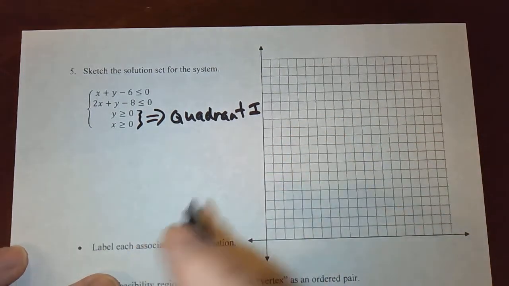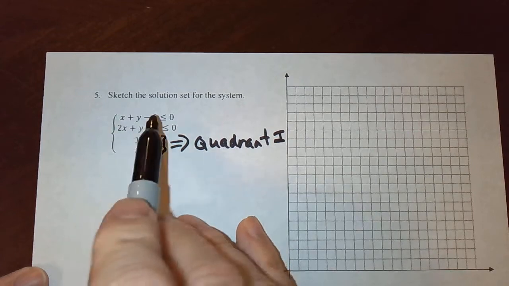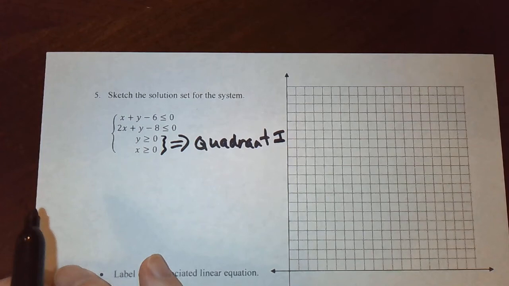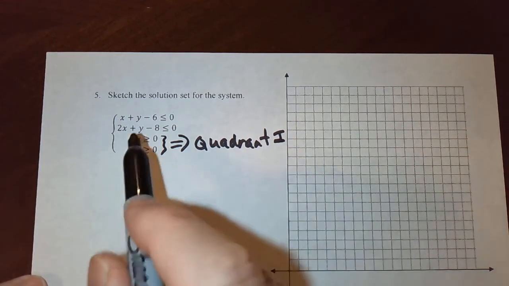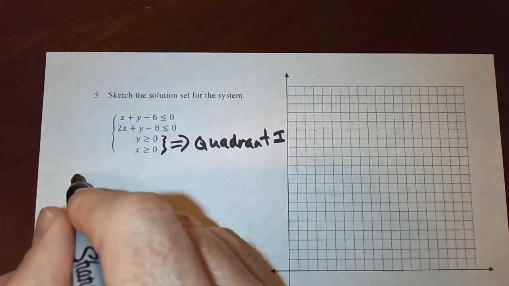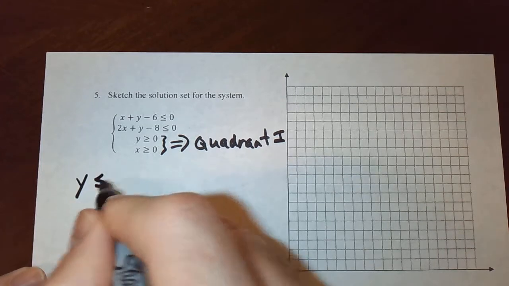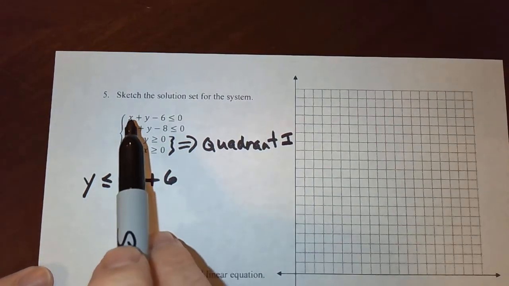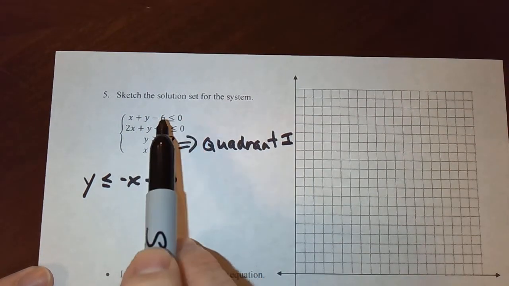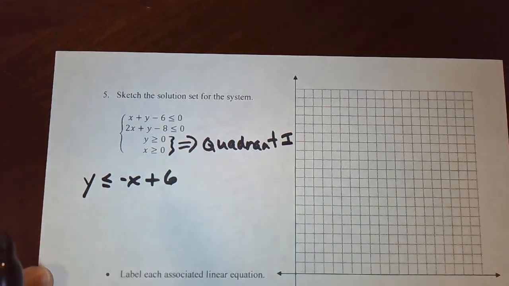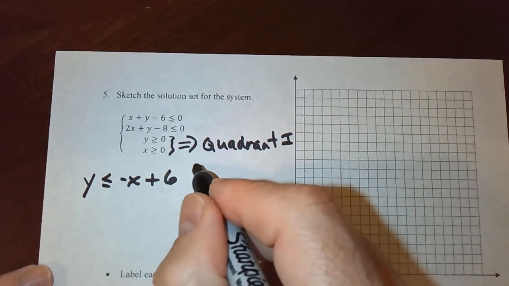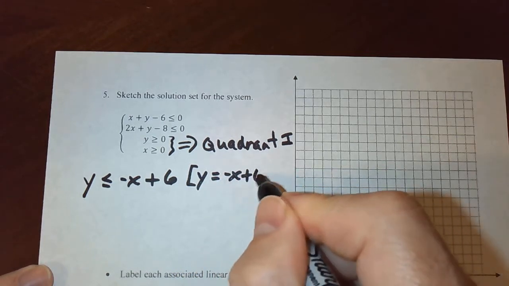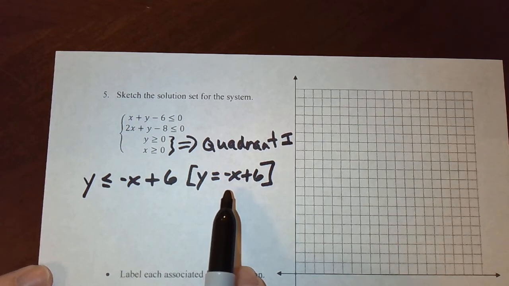1. Okay, so let's rewrite these two linear inequalities where we have y on the left-hand side, so it's in slope-intercept form. So the first one looks like it would be y less or equal negative x plus 6. All I did there was I subtracted x from both sides, and I added 6 to both sides. And I'll write down then the equation associated with that. That's the line we have to graph.